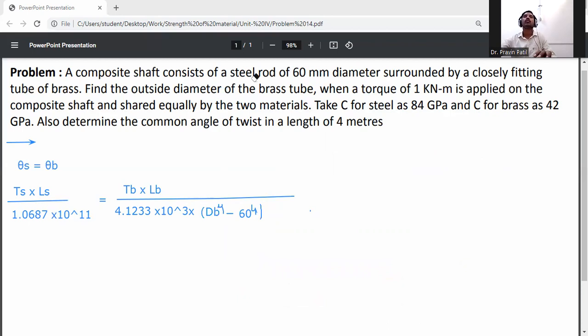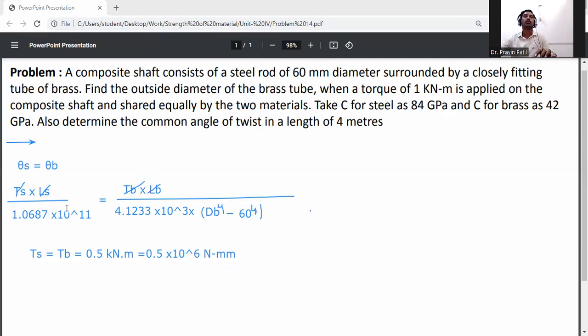So here Ts is equal to Tb, it is 0.5 kilonewton meter, that is 10 raised to 6 Newton mm, that is 0.5 into 10 raised to the power 6 Newton mm. And Ls is equal to Lb, the length is the same because of the composite, so this will get cancelled.